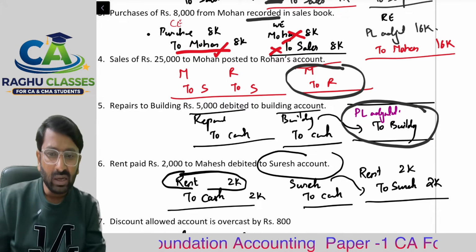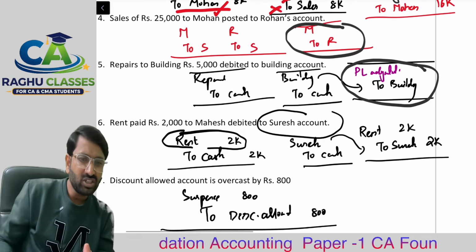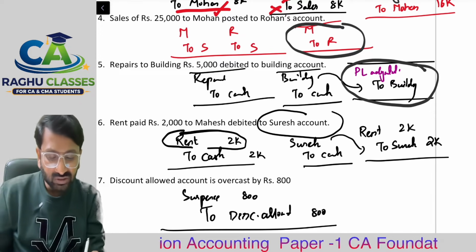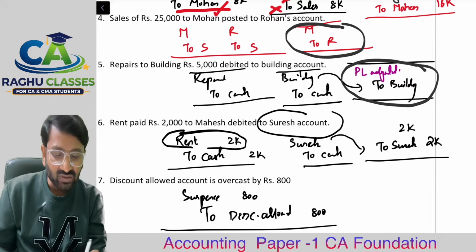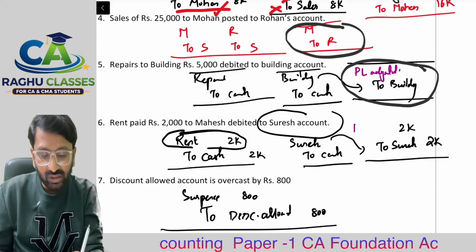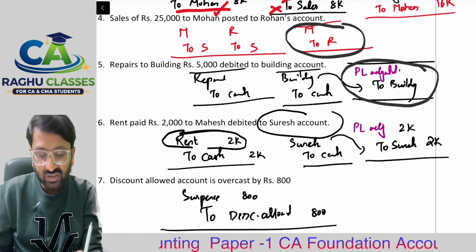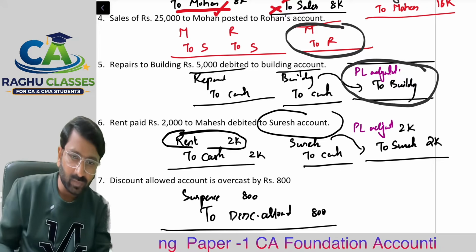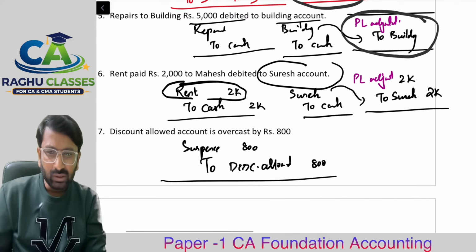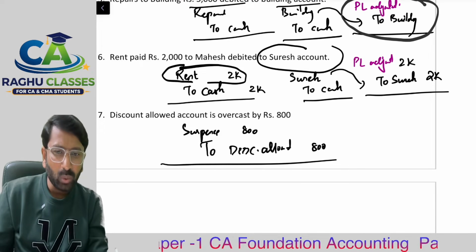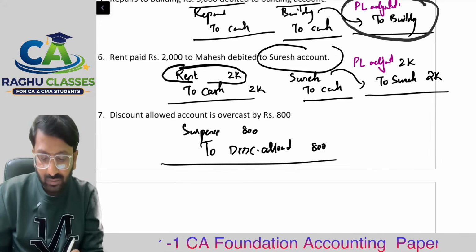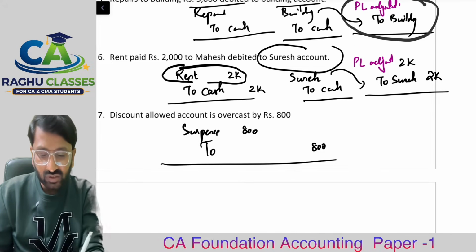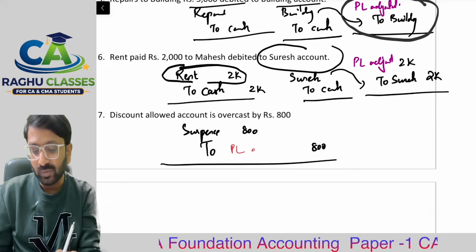Okay. Rent paid 2,000 to Mahesh, debited to Suresh. Same story here. Rent account debit to Suresh was the answer. In the place of rent, we'll simply write P&L adjustment account. Last one. Discount allowed account is over cost. Now discount allowed is P&L account item. Remove the discount allowed and write P&L adjustment account.